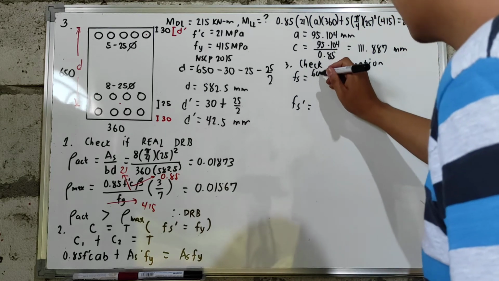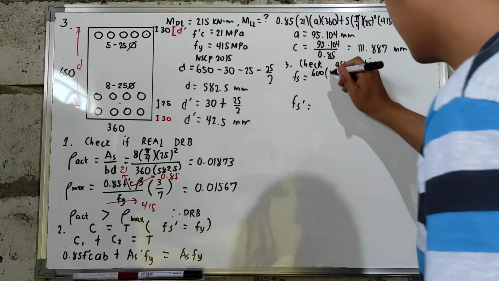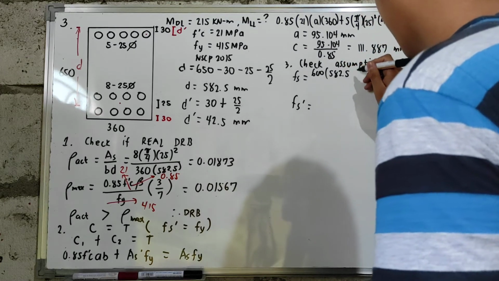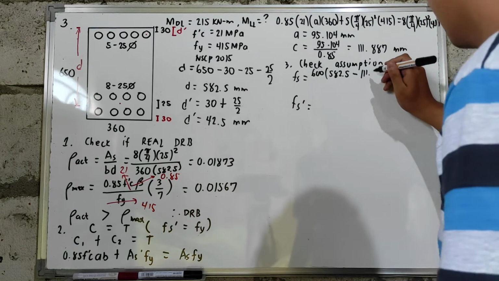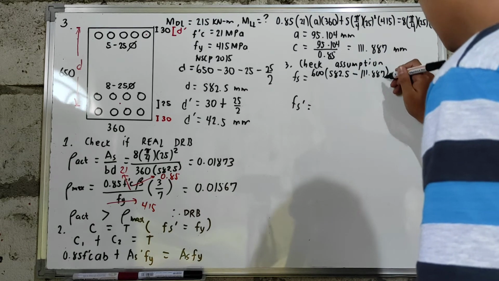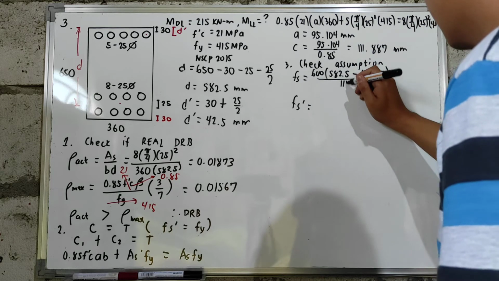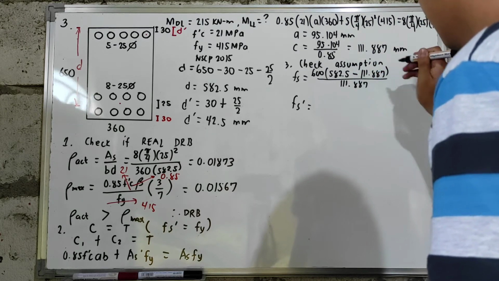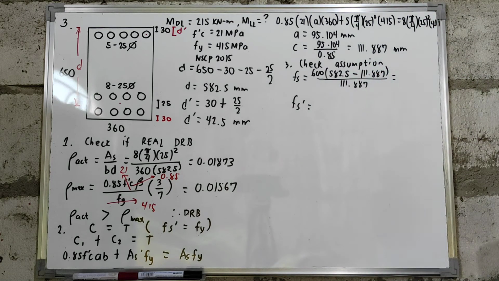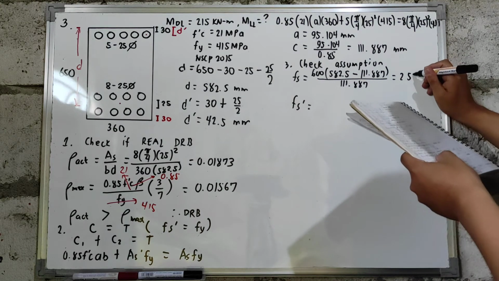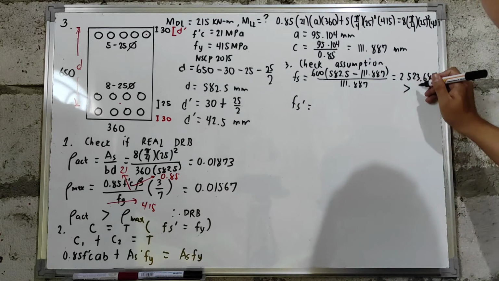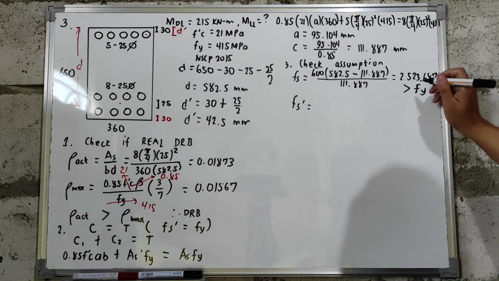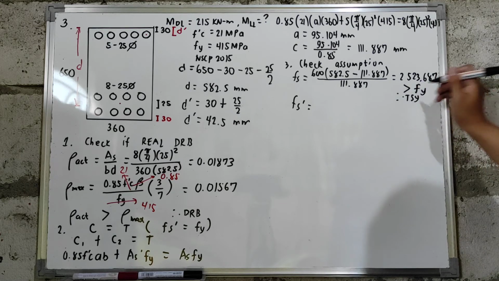Let us now calculate for the value of your Fs and for the value of your Fs prime. So Fs muna, 600. Yung D natin, that is 582.5 minus yung C natin na na-compute na 111.887 over 111.887. So the value of your Fs is now equal to 2,523.687. Since it is greater than to the value of your Fy, therefore, tension still yields.